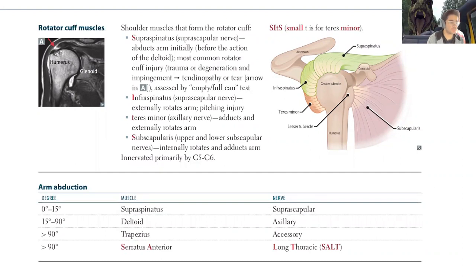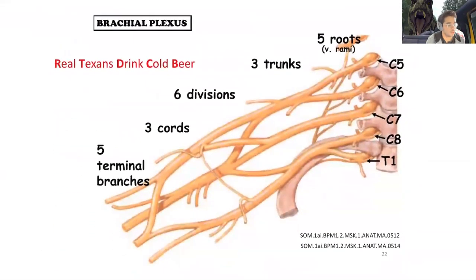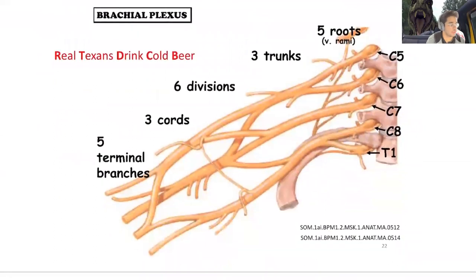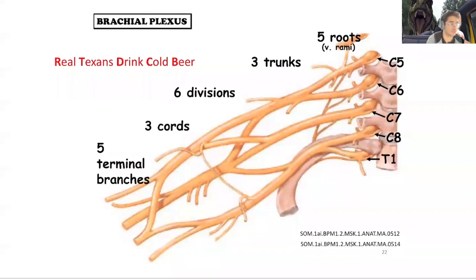Okay. My favorite one is serratus anterior. It's long thoracic, and remember that if you guys remember SALT, right? You know that serratus anterior is associated with long thoracic nerve, and that is anything above 90 degrees. Okay. Yep, that's a very good statement right there. Unable to reach up and brush their hair, 90 degrees and above. That is fantastic. Keep that in mind.